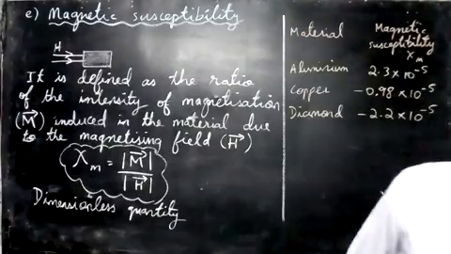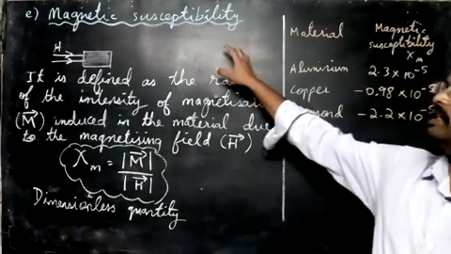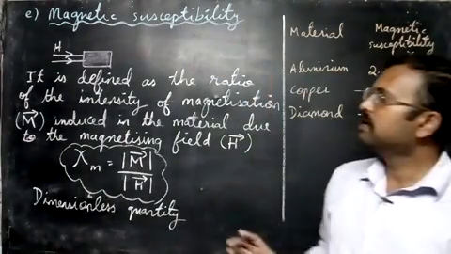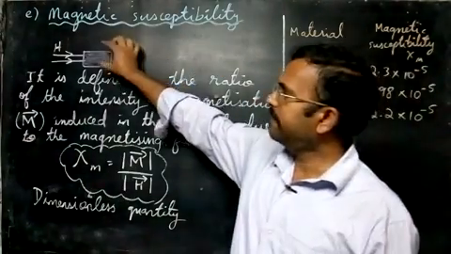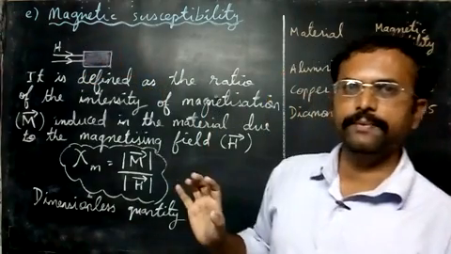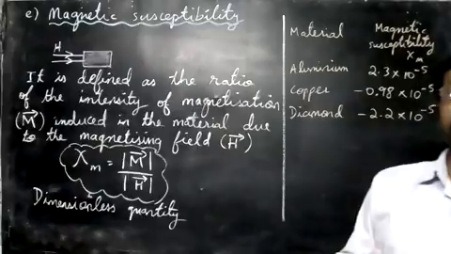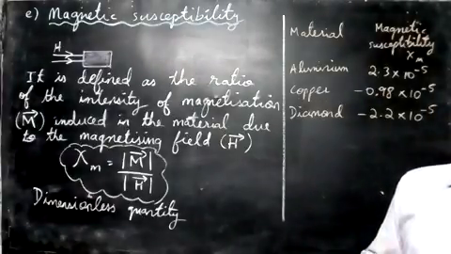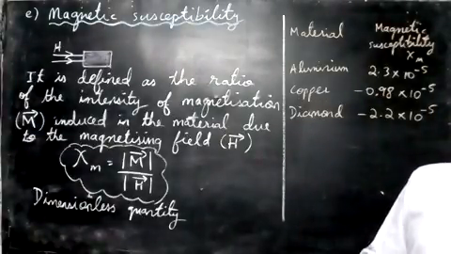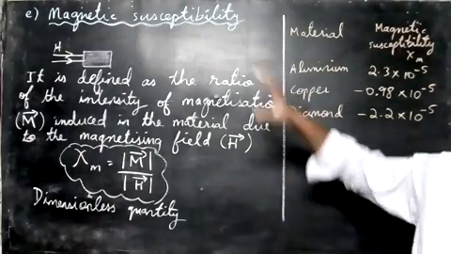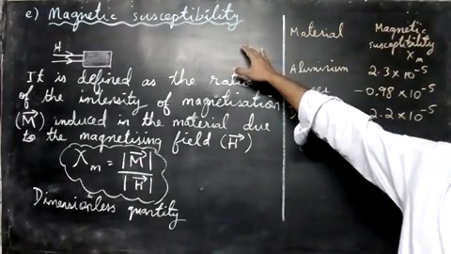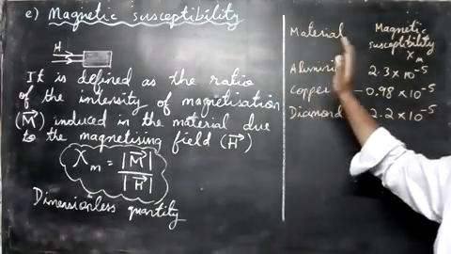So let us see the next one, the definition of magnetic susceptibility. Let's take a sample here and send a magnetic field inside. Different materials respond to the magnetic field differently. Some may be attracted more strongly, some may be repelled also. All that is given by the term magnetic susceptibility. So let's see the definition now.